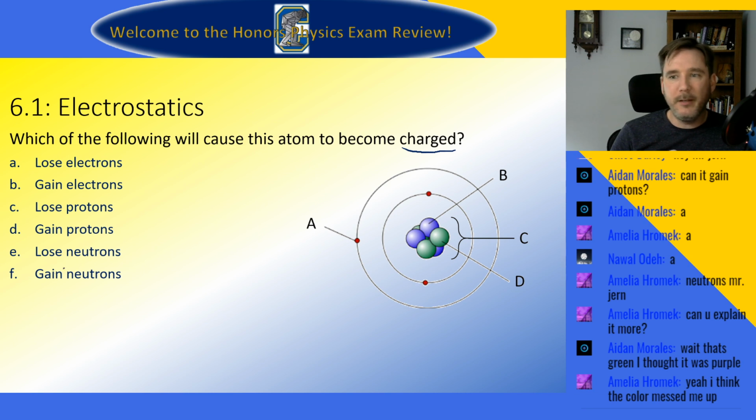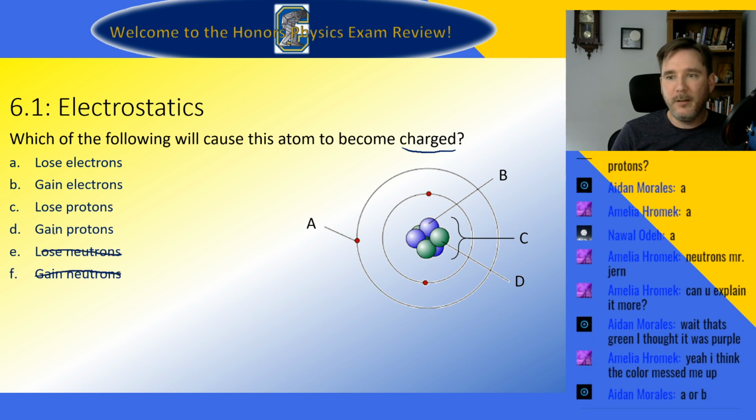Are we that much of a delay? We'll see. All right, so I'm going to say you can't gain or lose neutrons, okay? You can't gain or lose protons because those are just stuck in the middle, like I said. And so the answer is A or B. So you can either gain or lose electrons, and that's it. Gain or lose electrons.